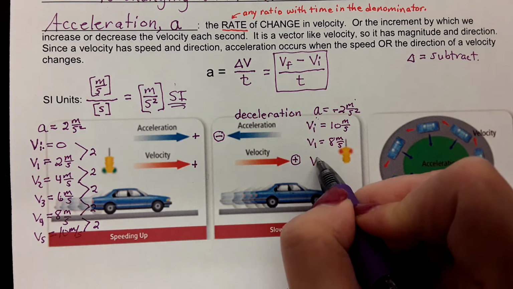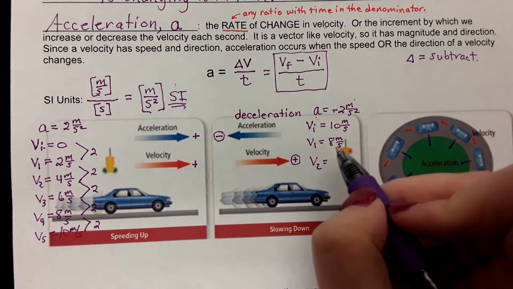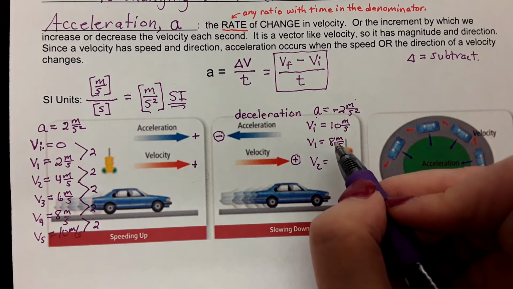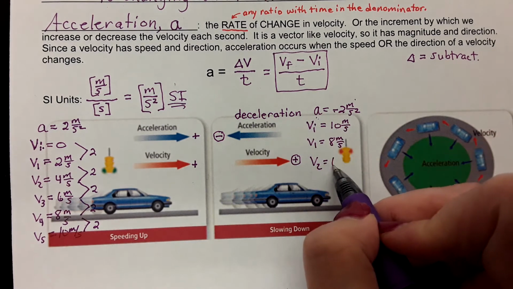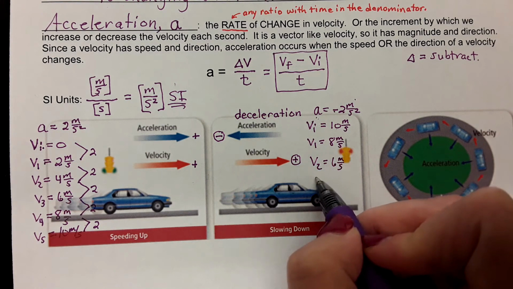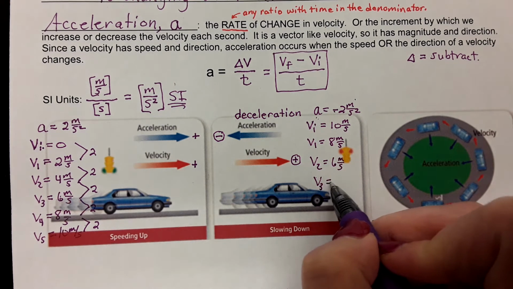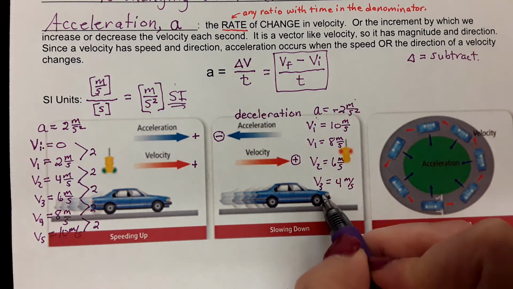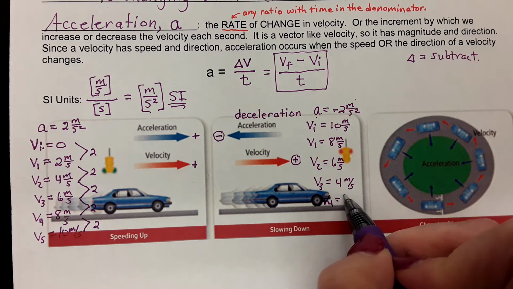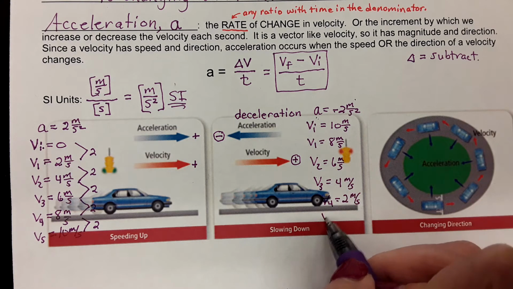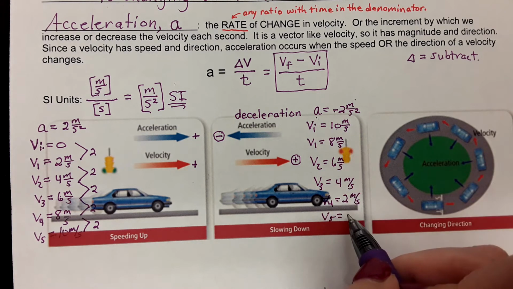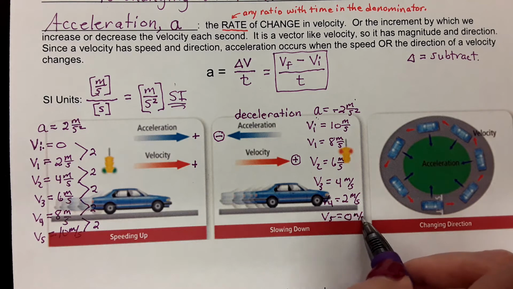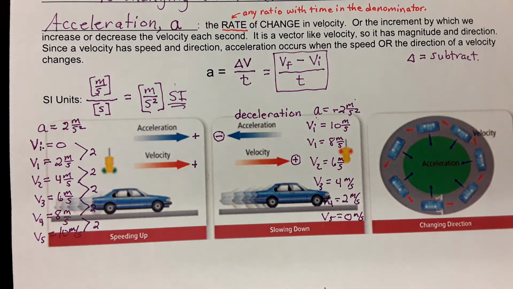And how fast is he going at the end of the next second? 8 minus 2 is 6. At the end of the third second, 6 minus 2 is 4. The fourth second, 4 minus 2 is 2. And finally, the fifth second, 2 minus 2 is 0. And he's stopped. Let's hope it's at the light.